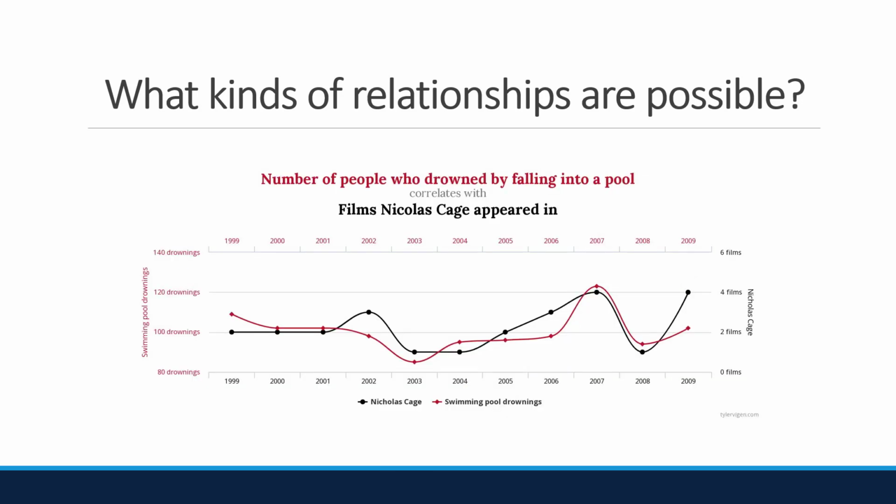This plot is making a comparison between the number of films Nicolas Cage has appeared in and the number of people who have drowned in a swimming pool. Notice that these two variables have a similar pattern over time. Thinking rationally, we can see that it's obvious that the number of films Nicolas Cage appears in has nothing to do with the number of drownings.